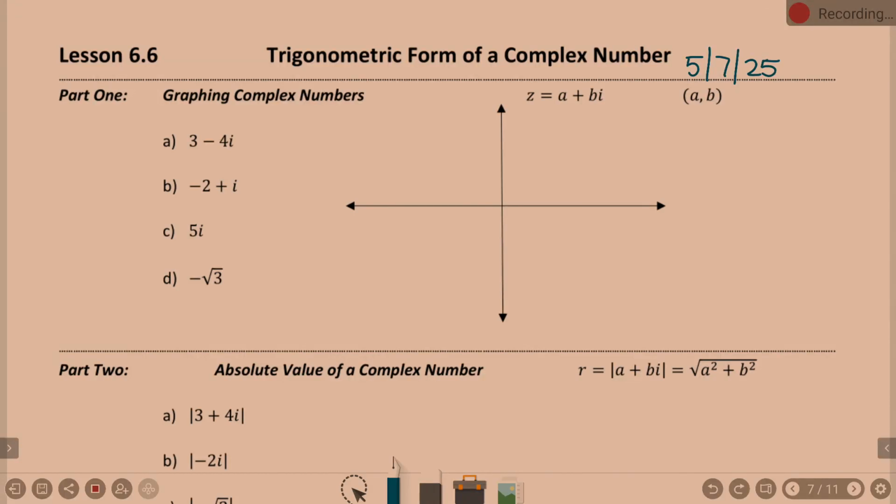Okay, guys, 6.6 is trigonometric form of a complex number. Okay, so we are bringing back complex numbers. What do I mean by complex numbers?